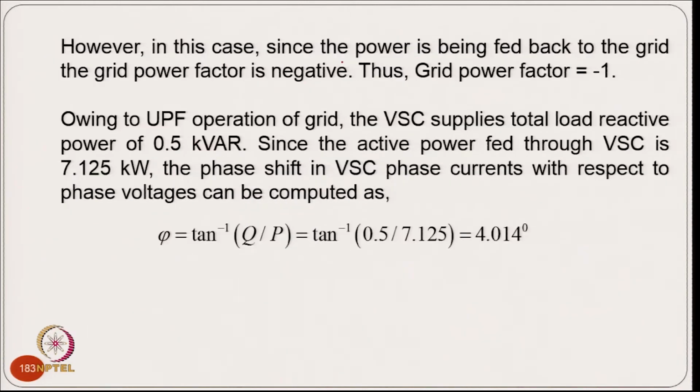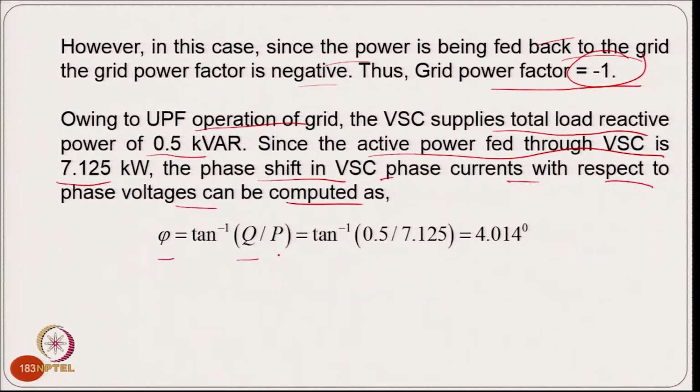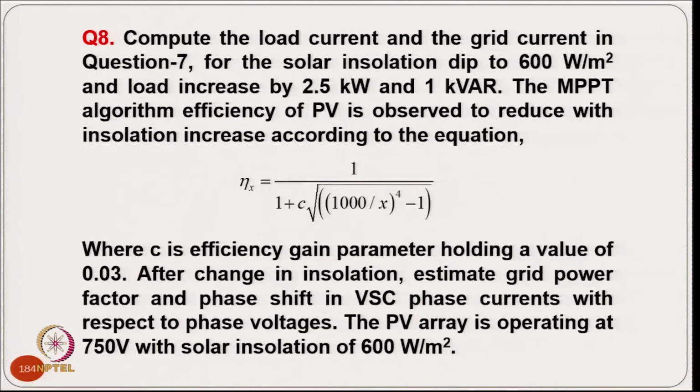However, in this case, since power is being fed back to the grid, the grid power factor is negative, thus the grid power factor is -1. So, owing to UPF operation of the grid, the voltage source converter supplies a total reactive power of 0.545 kVAr. Since the active power through the VSC is 7.125 kilowatt, the phase shift in the VSC phase current with respect to the voltage will be the angle corresponding to active and reactive power, and that comes to 4.014 degree for the fundamental.